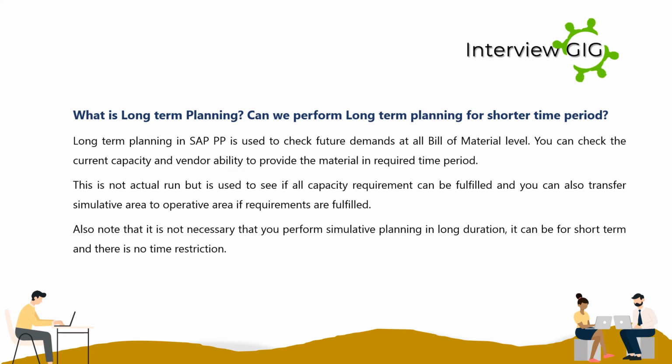What do you understand by long-term planning? Can we perform long-term planning for shorter time period? Long-term planning in SAP PP is used to check future demands at all bill of material level. You can check the current capacity and vendor ability to provide a material in required time period. This is not an actual run but is used to see if all capacity requirements can be fulfilled, and you can also transfer simulative area to operative area if requirements are fulfilled. Also note that it is not necessary that you perform simulative planning in long duration, it can be for short term and there is no time restriction.